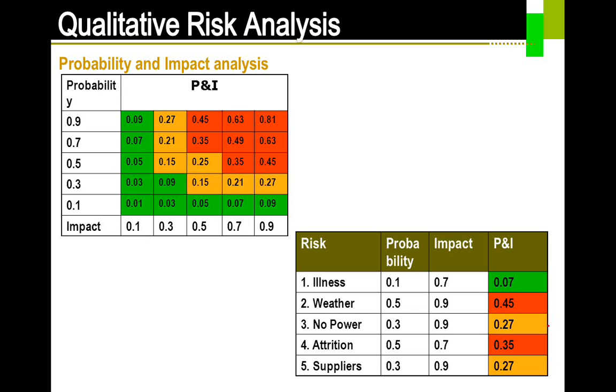Now quickly you would look at your reference matrix here. You can see the color. So 0.35 is red, so you would classify this as red. So here you can quickly say that these are all the high visible risks, the risks that you need to take some action on.